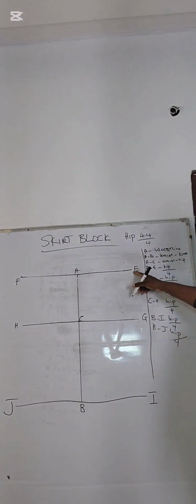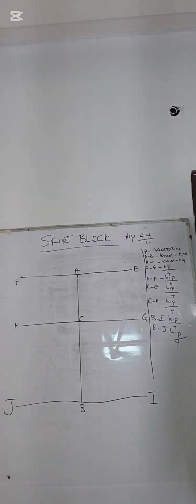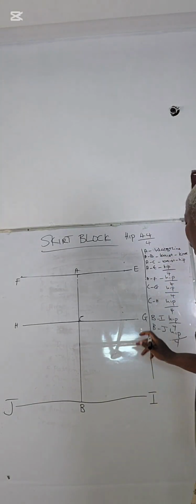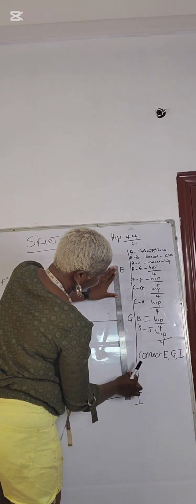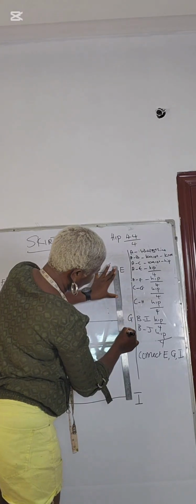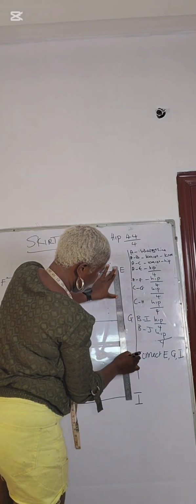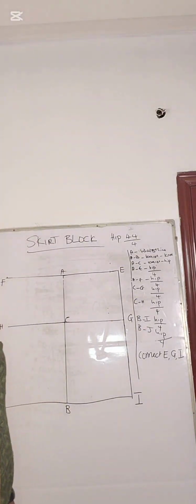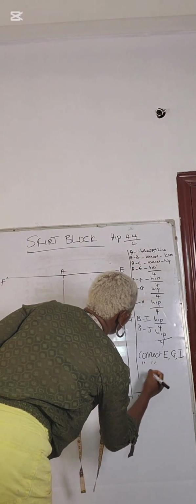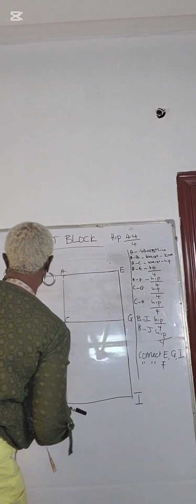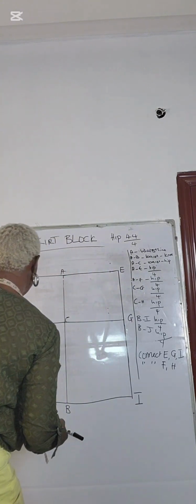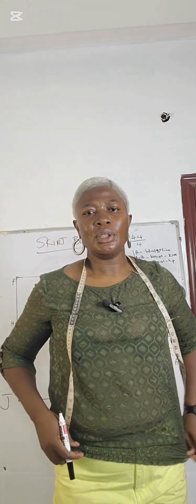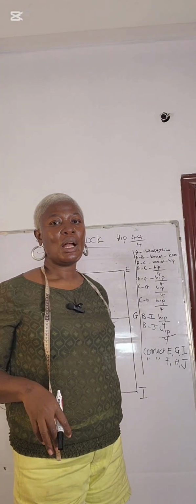So we are connecting E, G, I. Connect E, G, and I. Then connect F, H, and J. Connect F, H. Are you following?